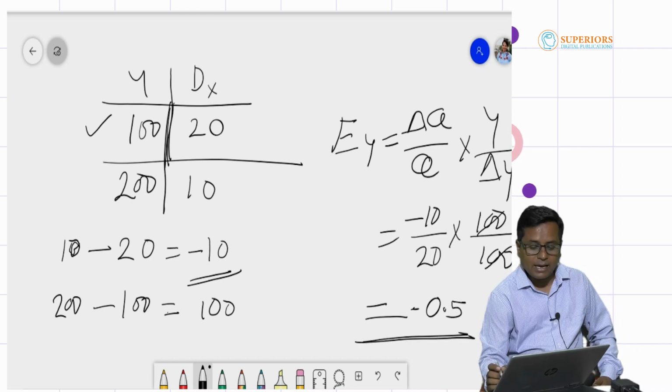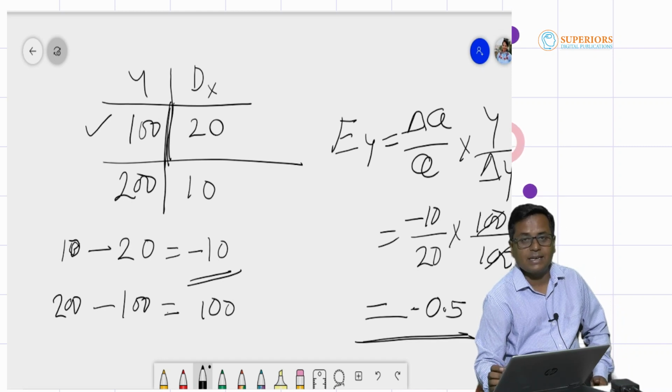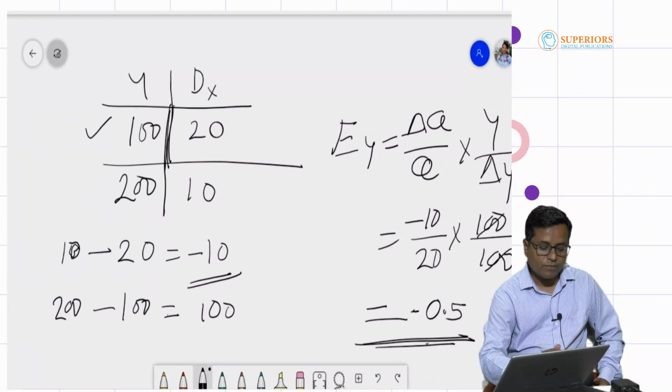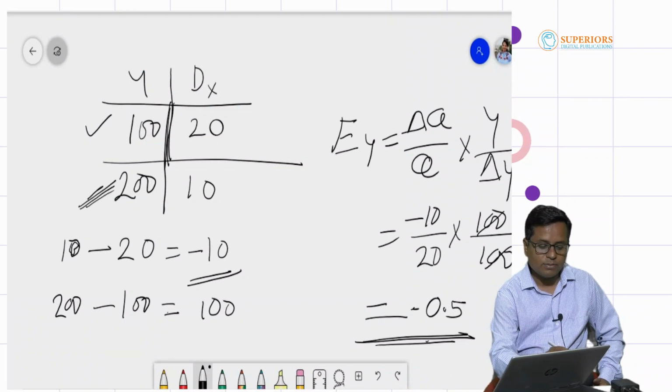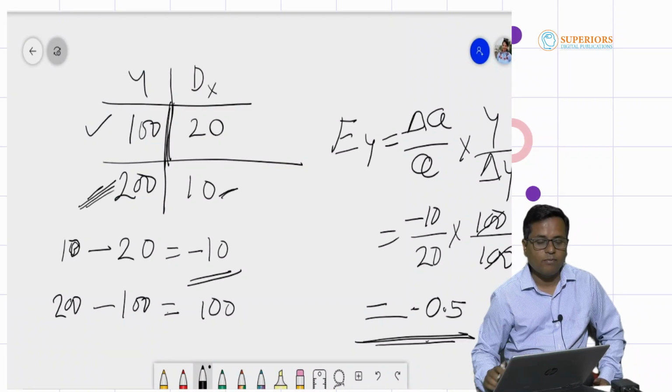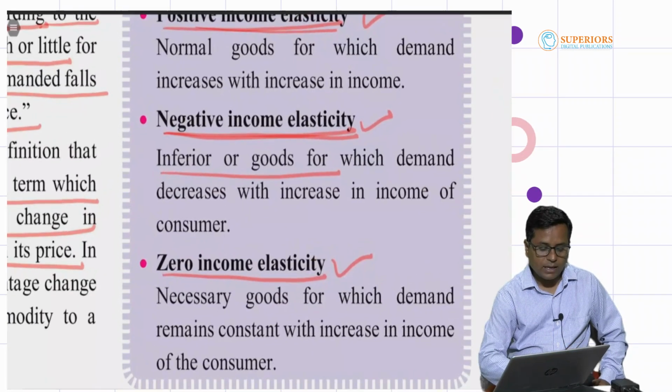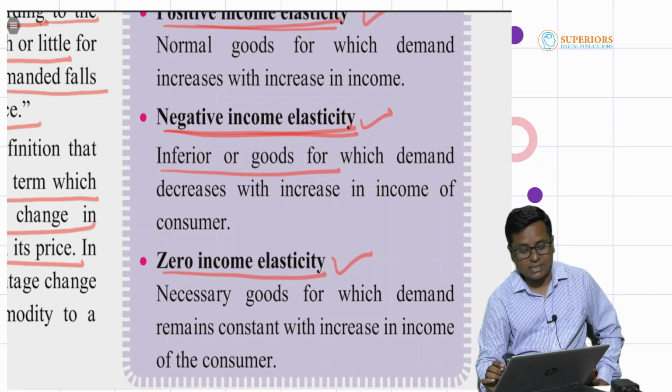Here income elasticity of demand is negative. Why? Because due to rise in consumer's income, demand for the commodity has fallen. Therefore, here is a negative income elasticity of demand.